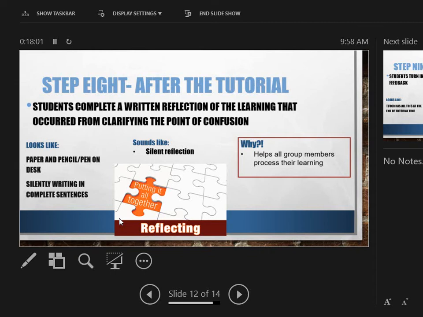Repeat steps 5 and 6. These are just like the official AVID steps.